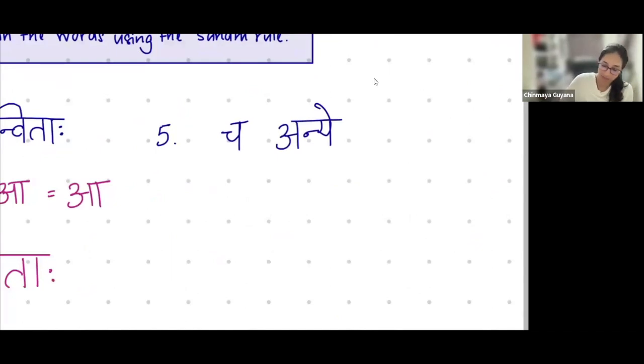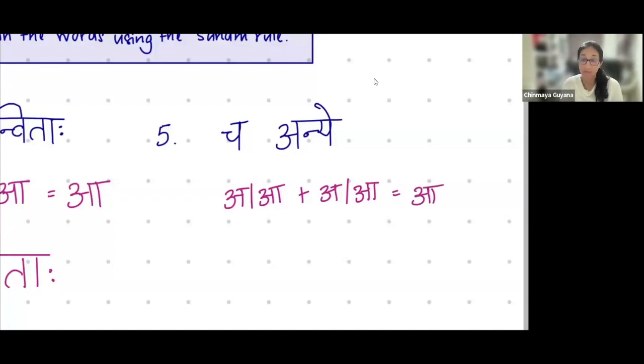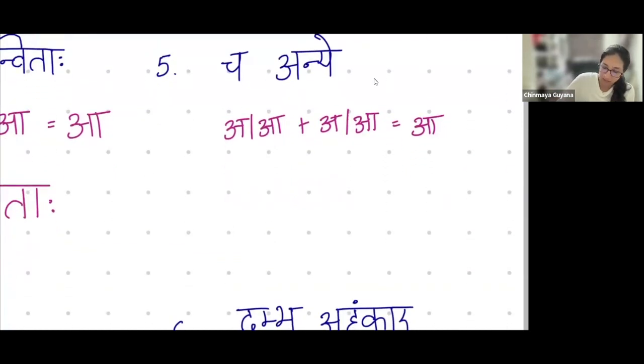Cha anye. Again, this is super easy. A or A plus a or A equals A. Now here, if you had written a plus a equals a, that is fine also. If you had written just the specific letter that got added together, that is also fine. I'll do that example next so you can all see. The answer for this is Chani.